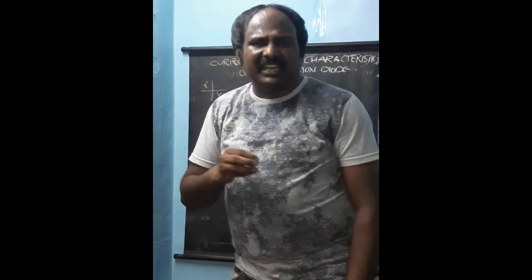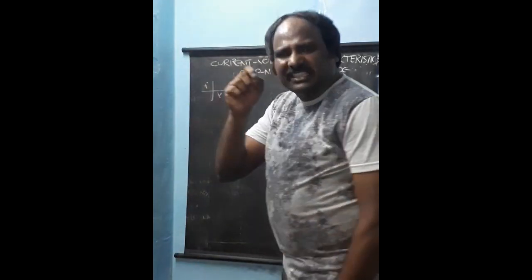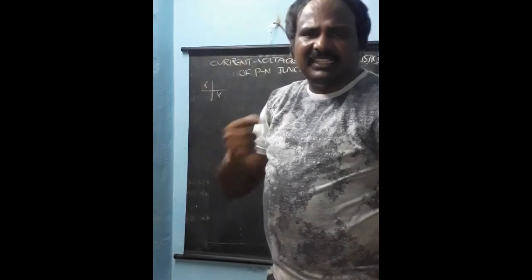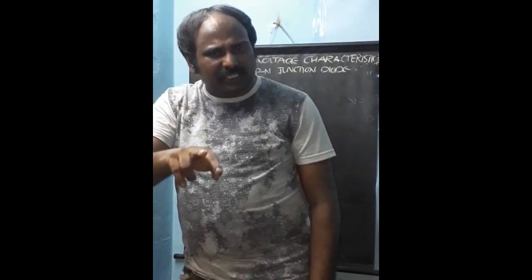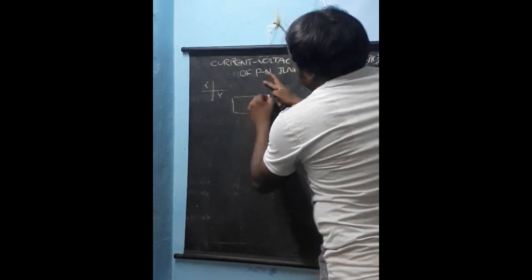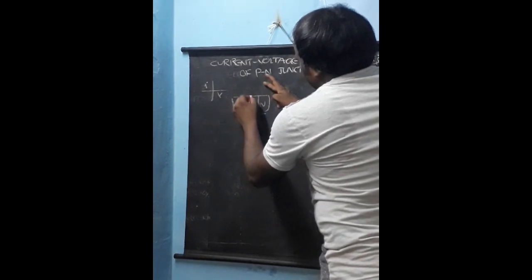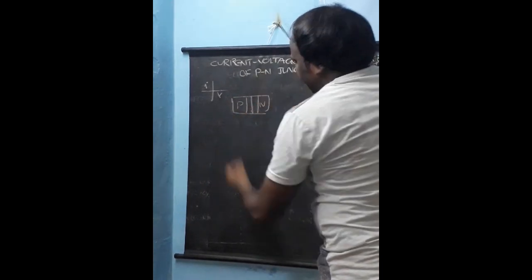So for that sake, we have to take some circuits. The first circuit is related to forward bias and the second circuit is related to reverse bias. For forward bias, this is P, this is N, this is the depletion layer.